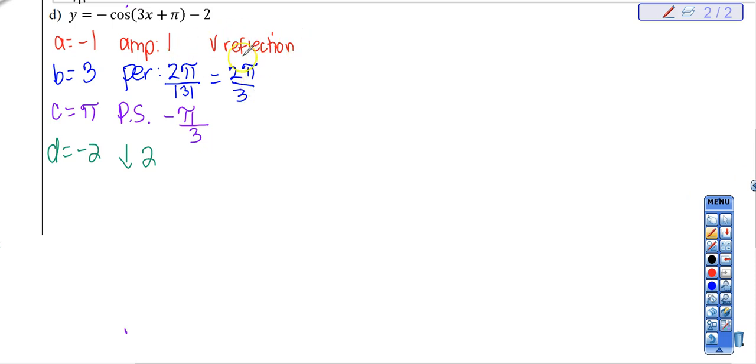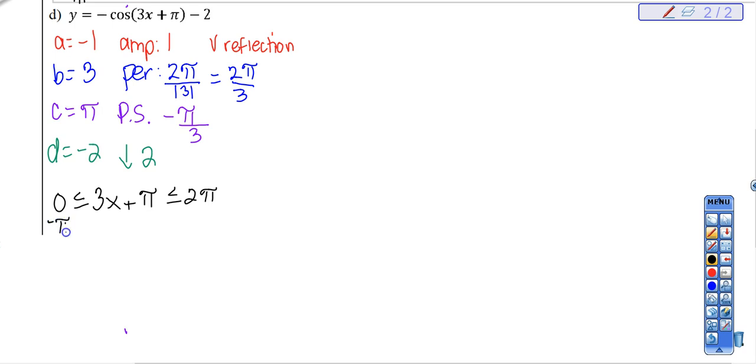Or we'll reflect an intermediate graph, and then we'll push it down 2 and draw the final graph. Okay, so let's do our horizontal actions together. We're going to take the cosine function for one cycle that starts at 0 and goes to 2 pi, and we're going to perform the horizontal actions 3x plus pi. We're going to perform both phase shift and period change.